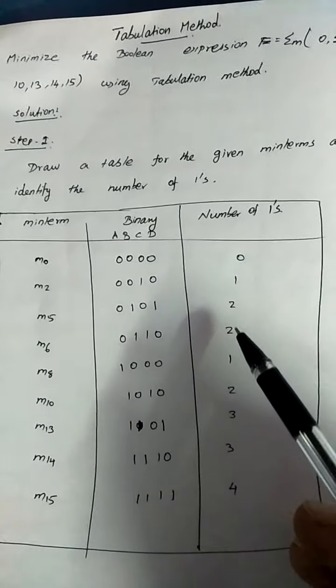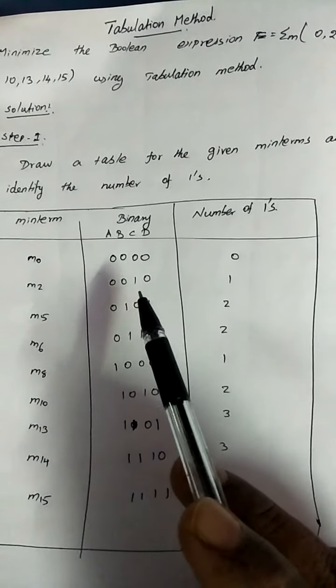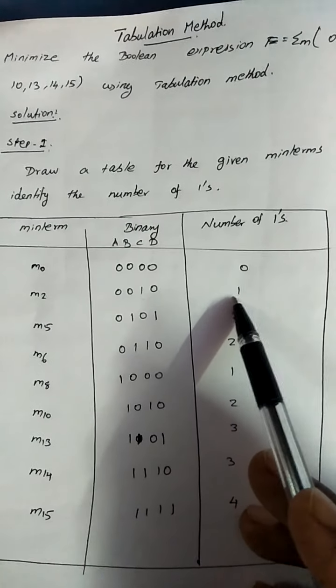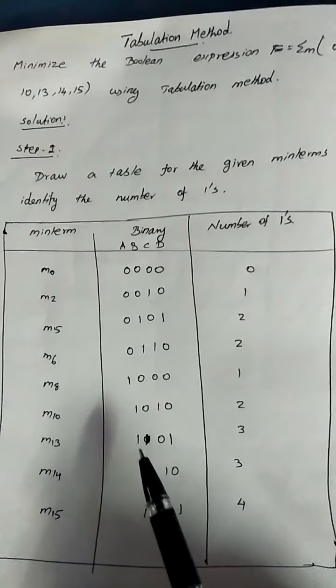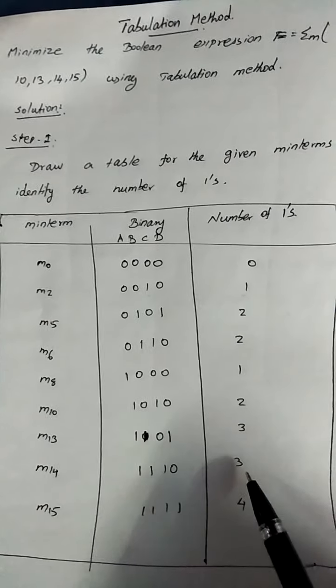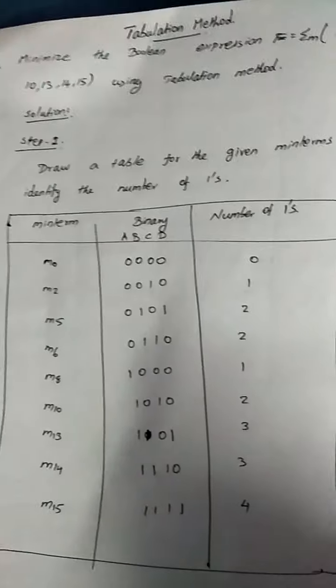So we have to write here. For example, 0010 contains only one 1, so we write that the number of ones is 1. And for 1110, three ones are present, so we write 3 as the number of ones.